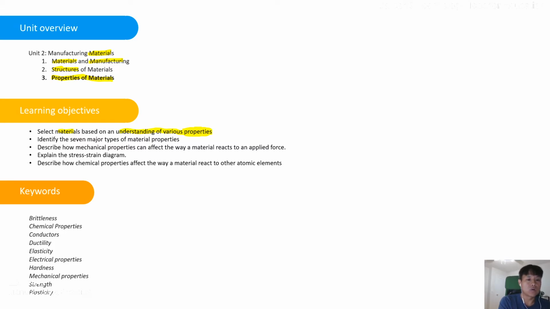Your goal is to identify 7 major types of material properties. This is the highlight of today's lecture. The 7 types of material properties, and describe how mechanical properties can affect the way material reacts to applied force. This one also is important: the stress-strain diagram. I will explain this diagram, which explains why and how materials react to certain forces.